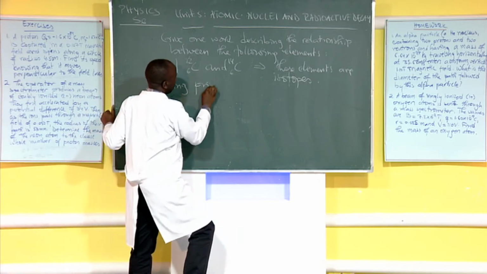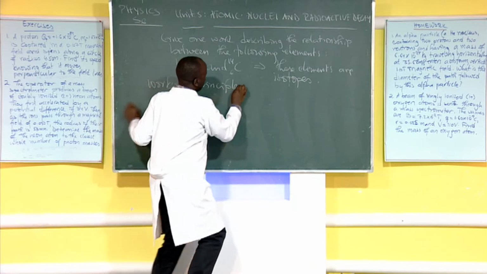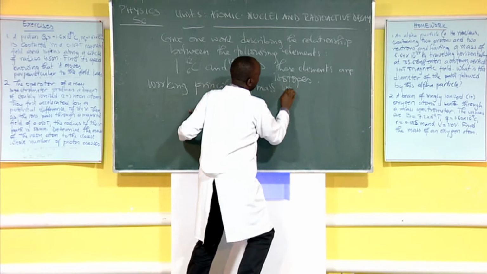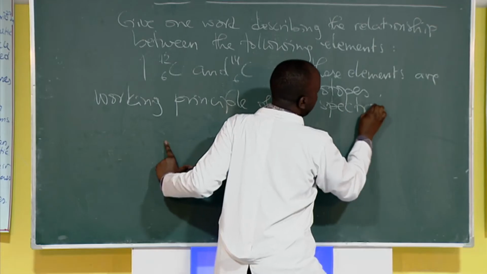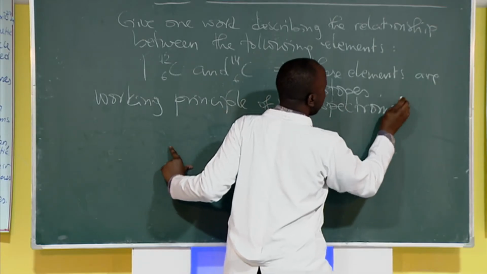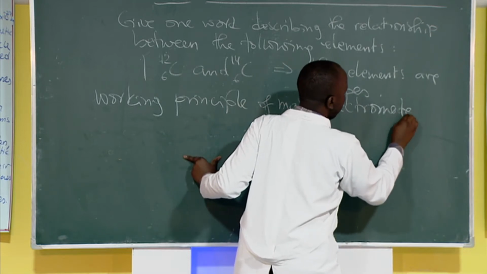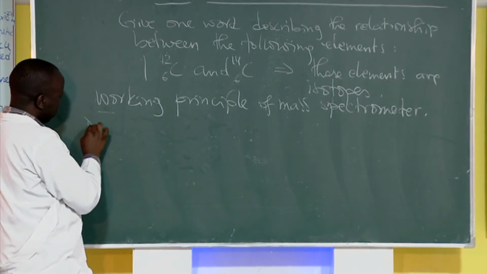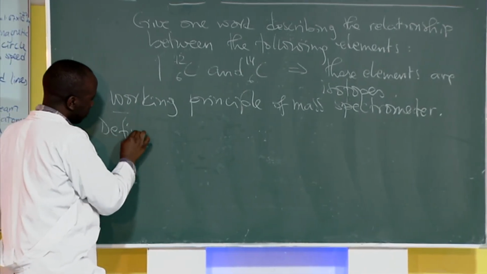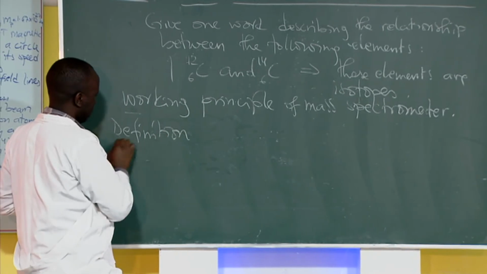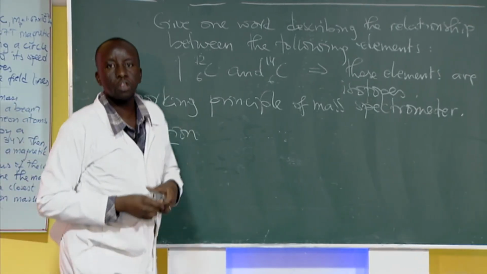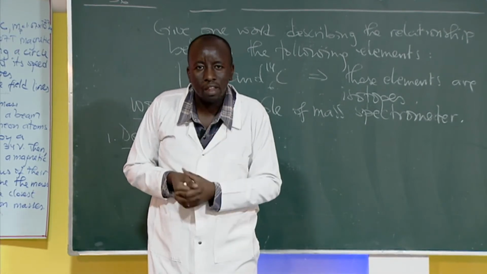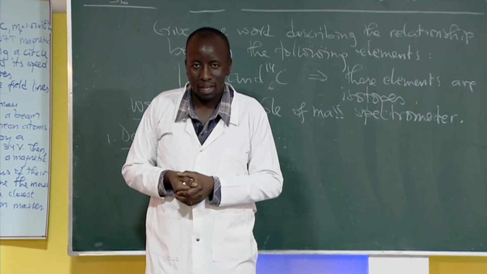So today we have the working principle of the mass spectrometer. Now, what is the mass spectrometer? Let's define this. So this is point one. What is the definition? How can we define this mass spectrometer?